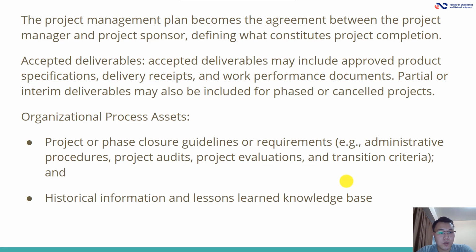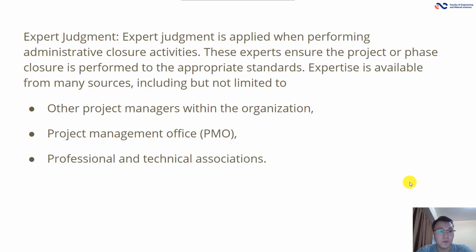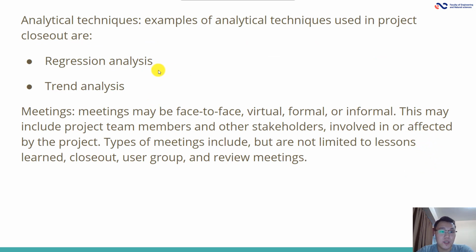Organizational process assets: the project or phase closure guidelines or requirements, historical information, and lessons learned knowledge base. Expert judgment may include other project managers within the organization, the project management office, and professional and technical associations. Analytical techniques are regression analysis and trend analysis. Meetings may be face-to-face, virtual, formal, or informal. This may include the project team members and other stakeholders involved in or affected by the project. Types of meetings include, but are not limited to, lessons learned, close out, user group, and review meetings.